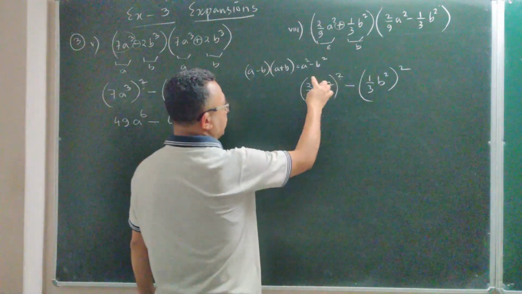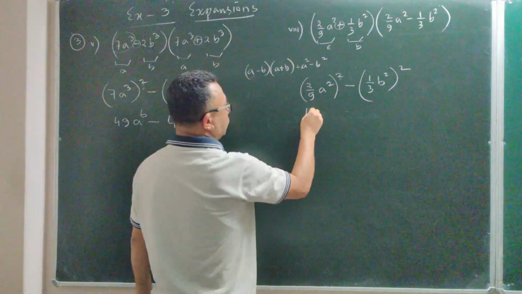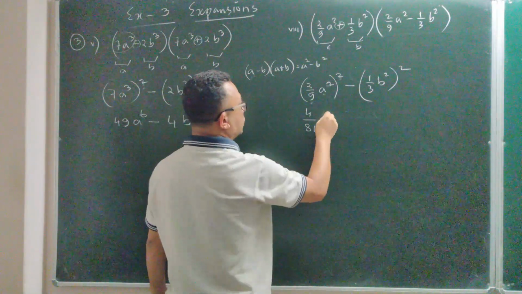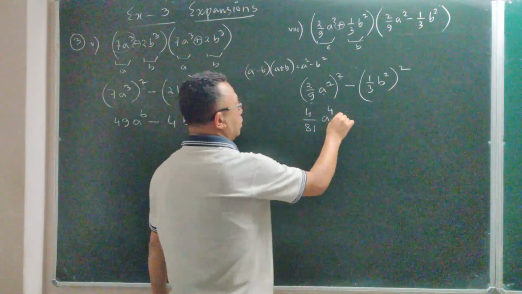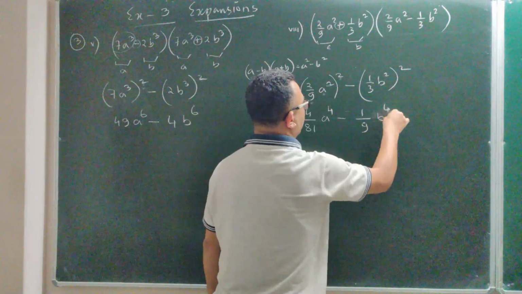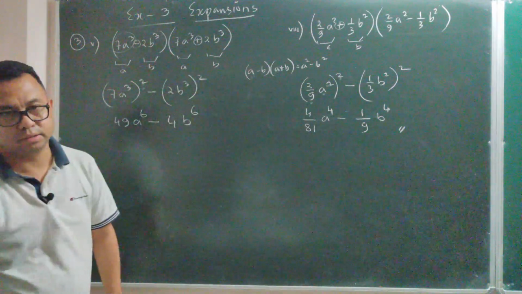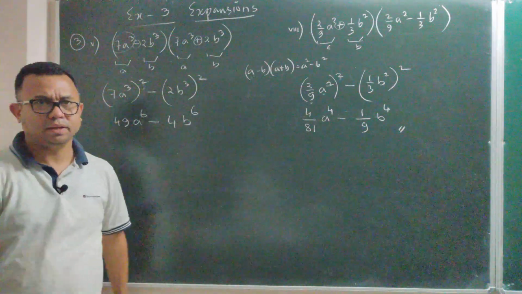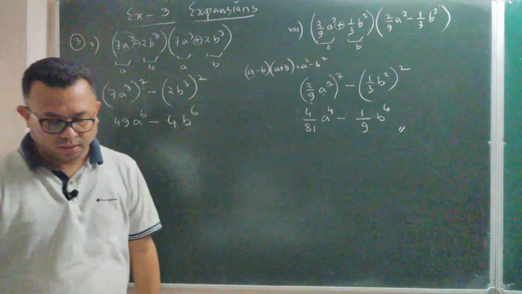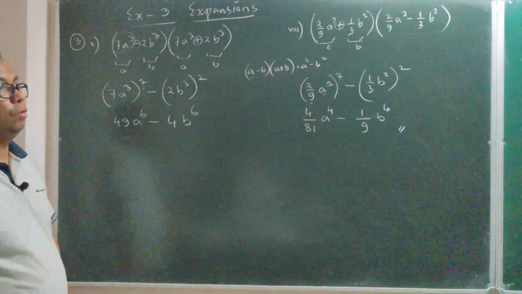So this square is for everything inside now. 2 square is 4, 9 square is 81, and 2 into 2 is 4. So a to the power 4 minus, 1 square is 1, 3 square is 9, and this is b to the power 4. Yeah, this is your final answer. See, so simple and so easy. All questions are like this in this exercise. Now that is your question number 4.